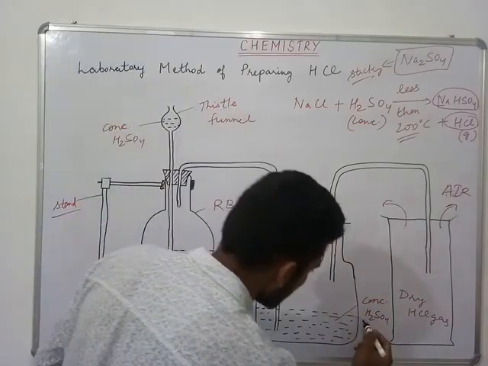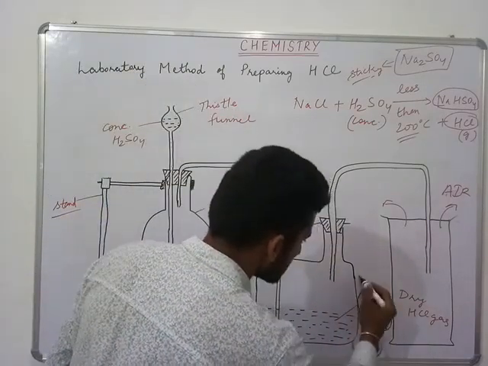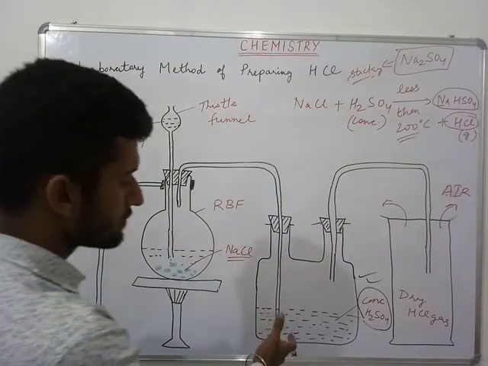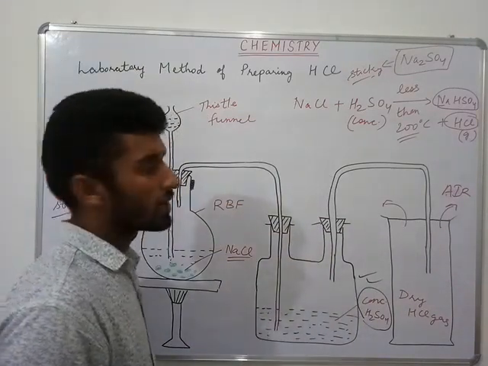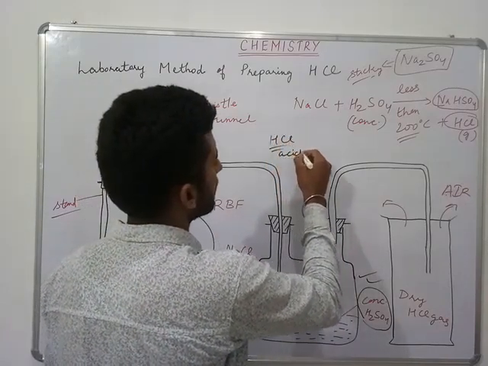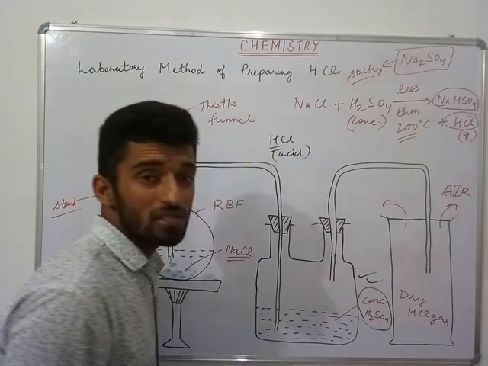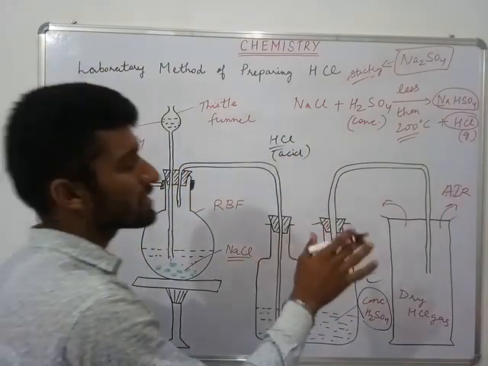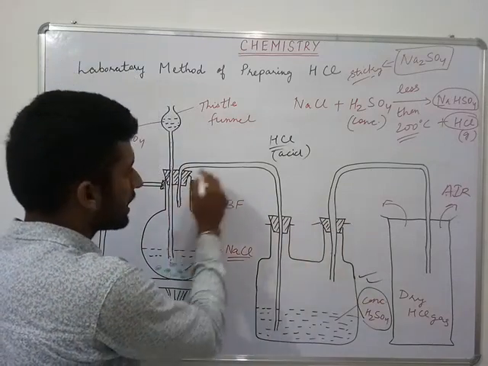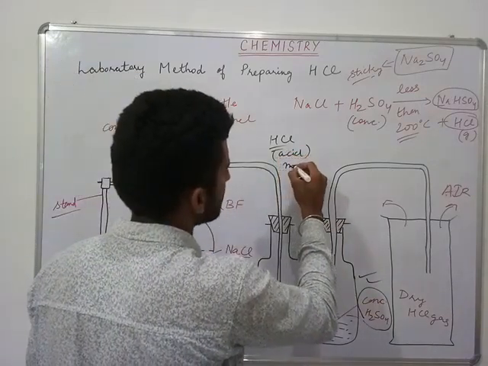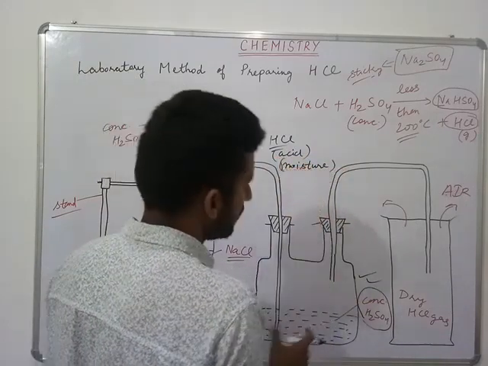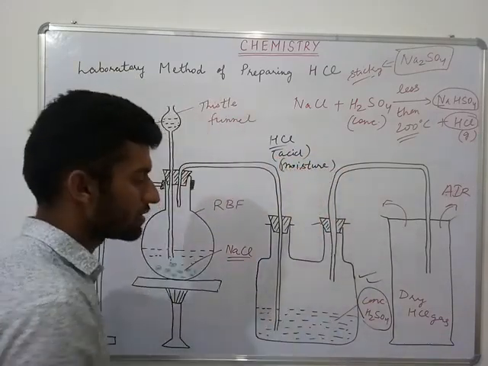This other chamber has concentrated sulfuric acid. When HCl comes in contact with concentrated sulfuric acid, HCl is acidic and sulfuric acid is also acidic, so no reaction takes place. But what happens? The gas formed may contain moisture, so that moisture is removed here in this chamber.